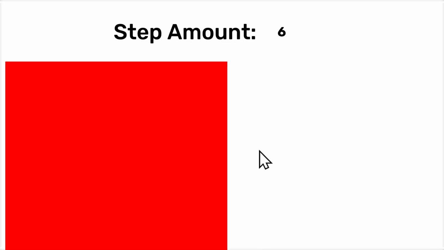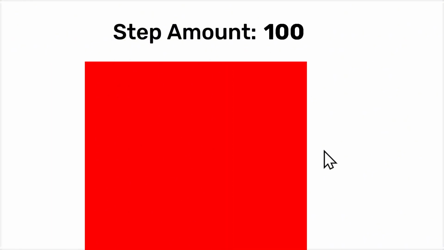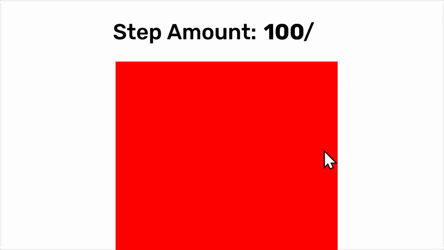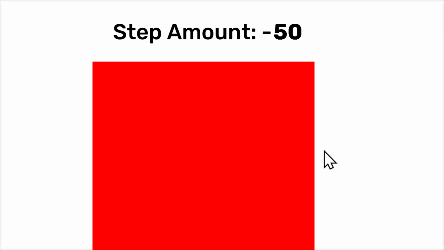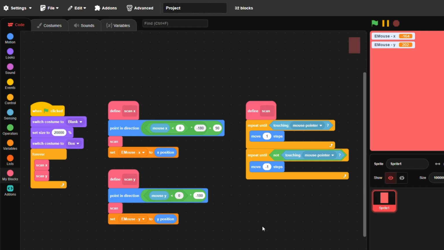So instead of taking teeny little steps until we touch the mouse pointer, we're going to want to take big steps. And then once we touch the mouse pointer, we're going to divide the step amount in half and move in the opposite direction until we are no longer touching the mouse. Then we divide again and go until touching the mouse pointer and so on until we're only moving one step.